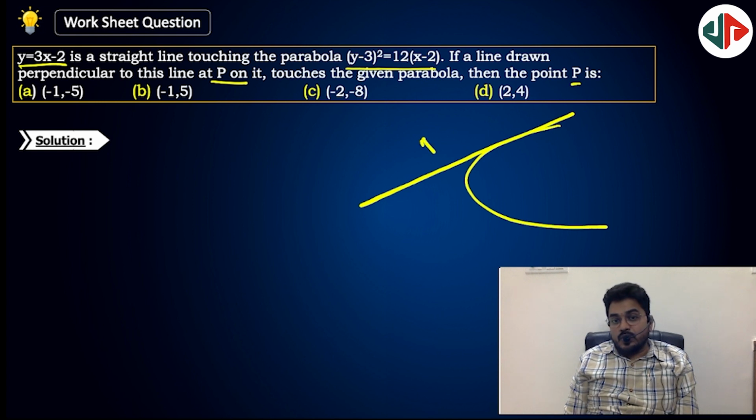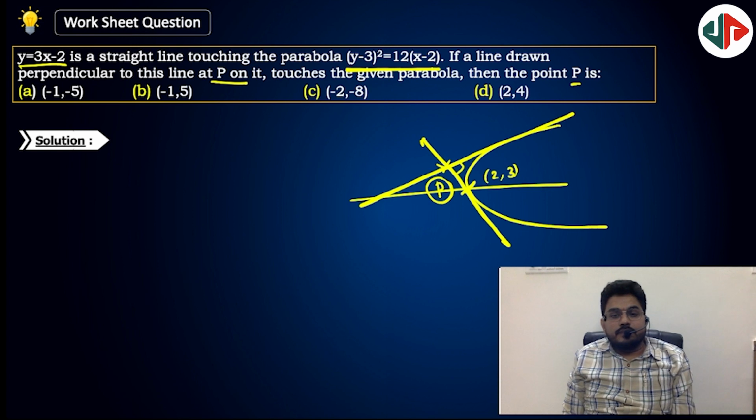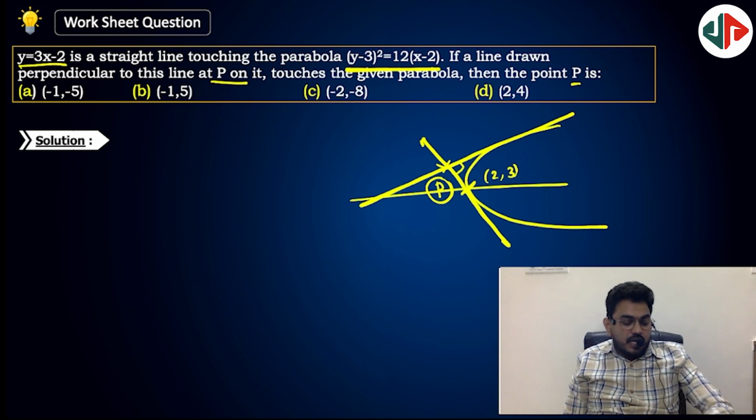So that line is going to touch this one. What is the point P? They're asking what the point P is. It will intersect on the directrix, because perpendicular tangents always lie on the directrix. So what is this point? This point will be 2 comma 3.